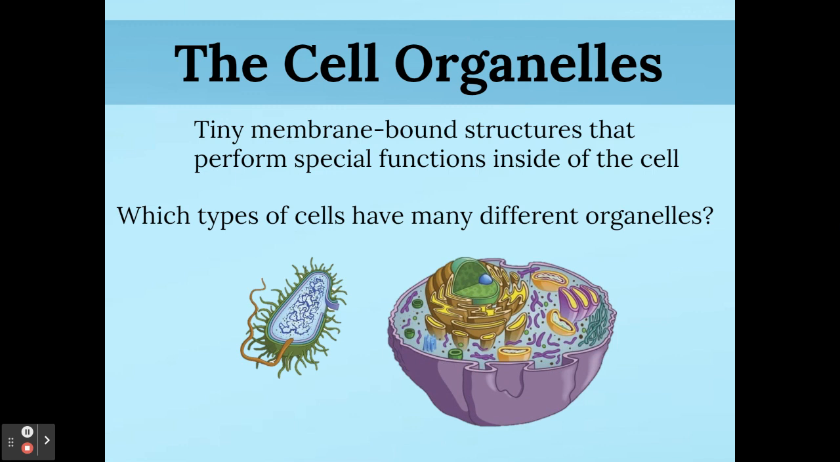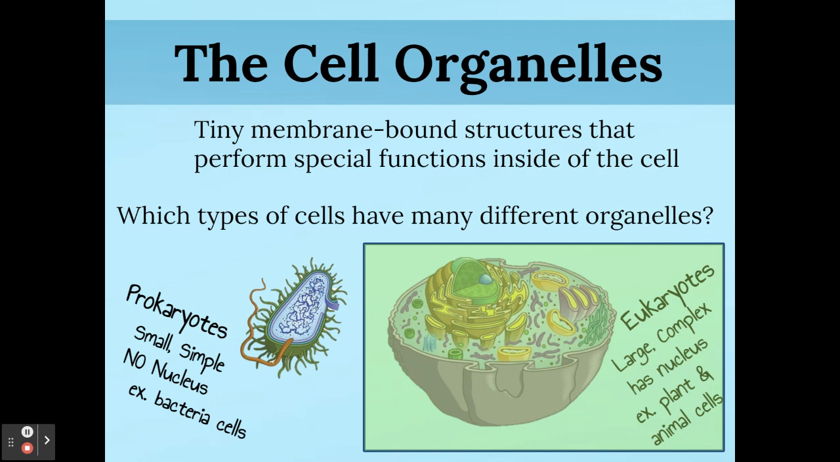inside of cells. This question asks us, which types of cells have many different organelles? So there's two classifications of cells. We have small, simple ones, and we have really big, complex ones. The small, simple ones would be like bacteria cells. They're called prokaryotes. They don't have as many special organelles inside of them.